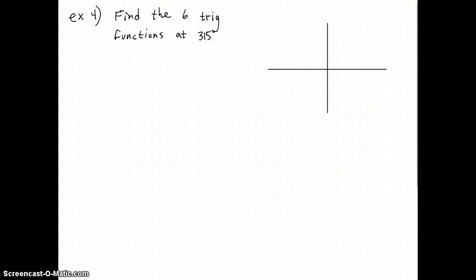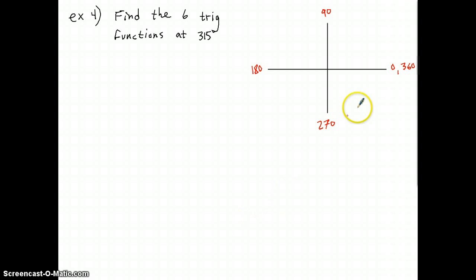All right, so now we're going to find 6 trig functions at a specified angle. Previously, we were given an xy coordinate, and we had to come up with the r value. Now, we have to come up with x, y, and r based off of an angle value. And so we're finding the 6 trig functions at 315 degrees. So let's think about where 315 takes us. This is 0. This is 90. This is 180. This is 270. And then all the way full circle takes us to 360.